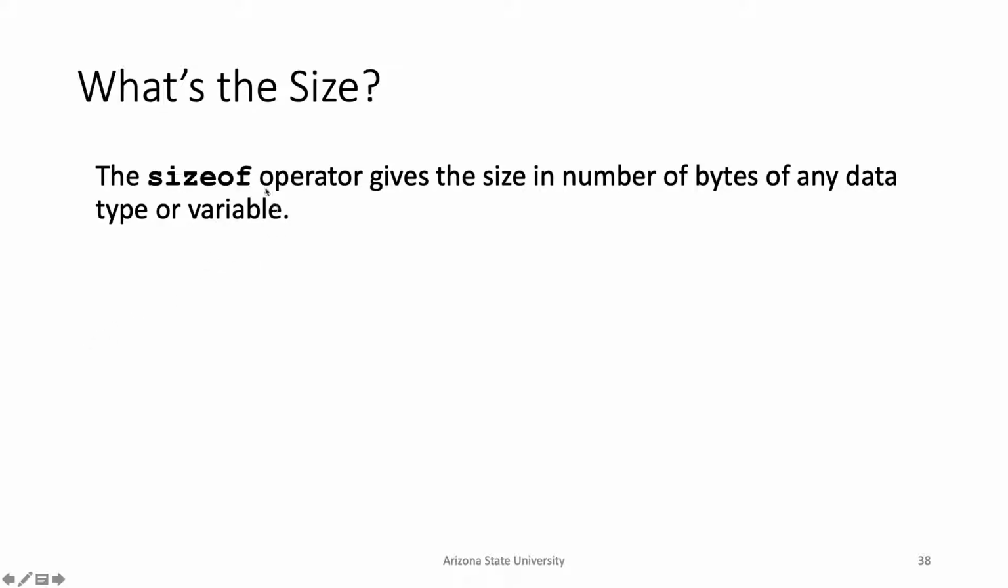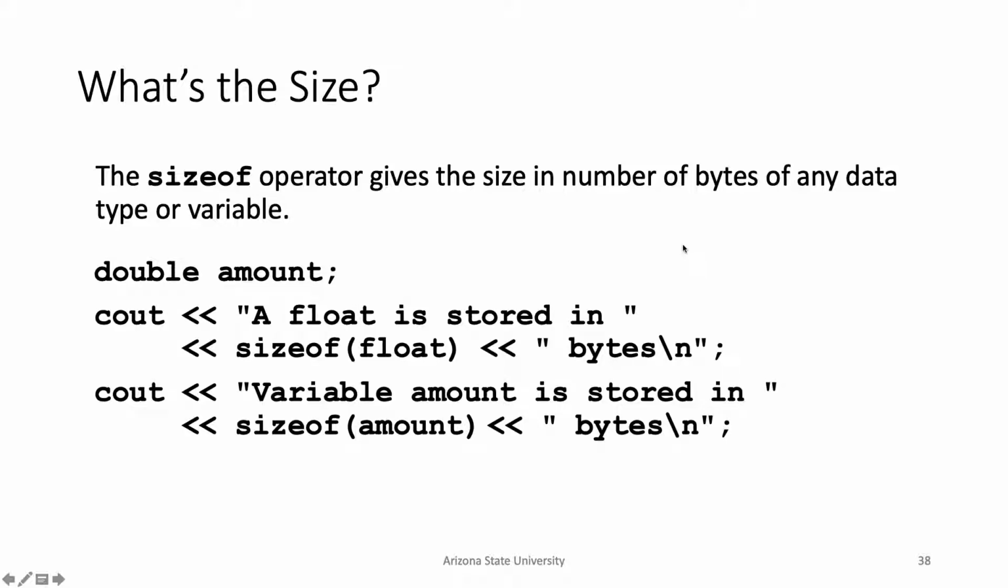So the way you do this is you call the sizeof operator. Okay? So this tells you the number of bytes in some data type. So the way that you can do this is, either you can pass the type directly in, so sizeof float, or I can pass a variable in directly, in this case amount, which is the double here.